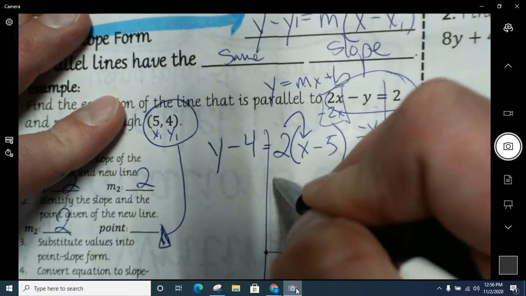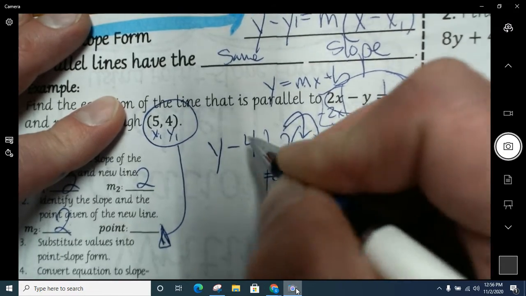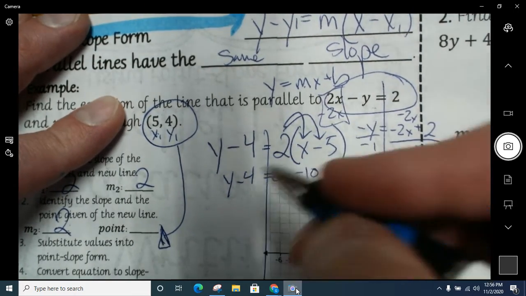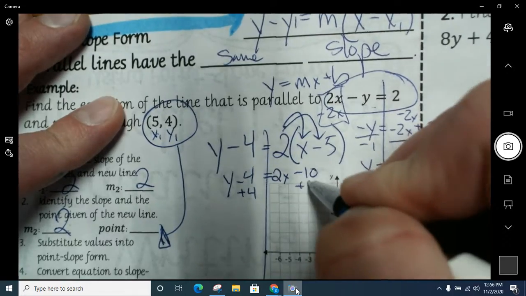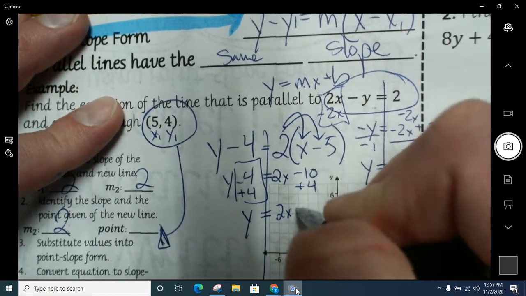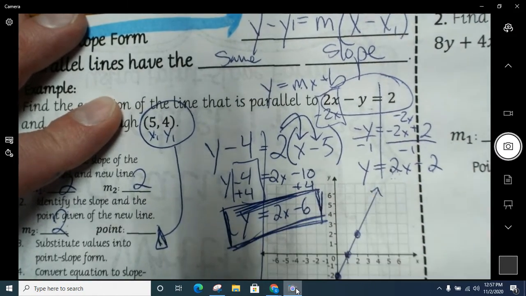So let's go 2 times x is 2x. 2 times a negative 5 is negative 10. And I still have the y minus 4. And lastly, we'll add 4 to each side. And now we have y by itself, 2x minus 6. So this is our new equation, what we did all that work for.